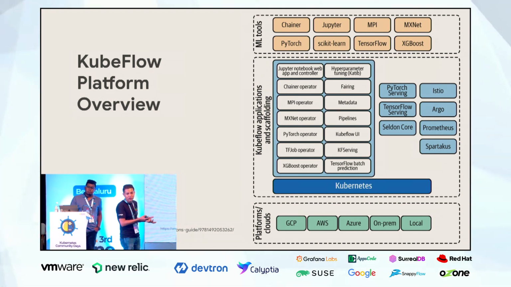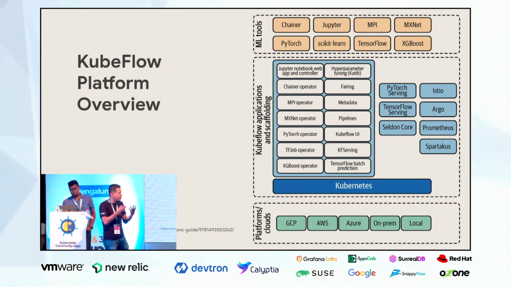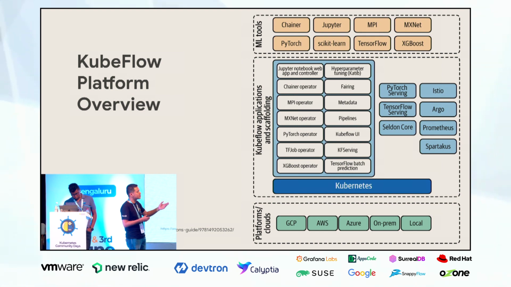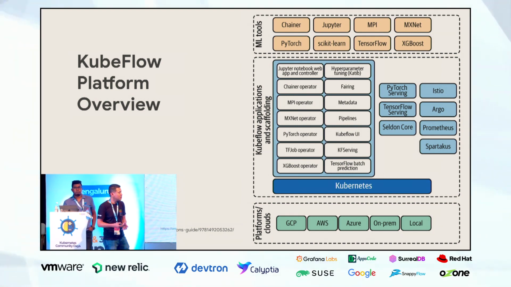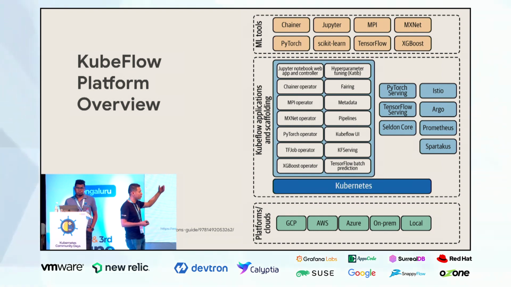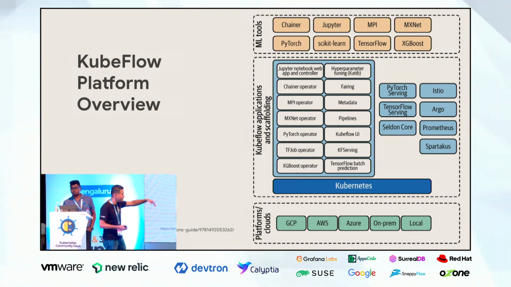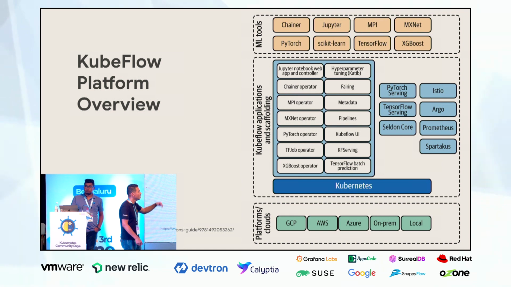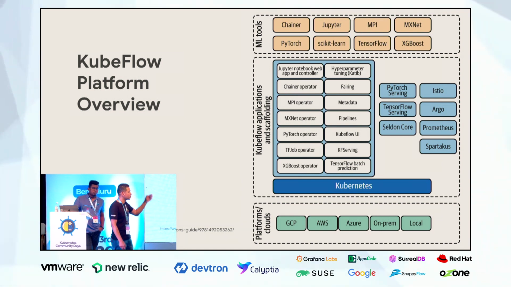You have Argo workflows to orchestrate and do continuous integration of these pipelines. You have Prometheus to do the logging and monitoring of all of these components. And there are many for serving. You have KF Serving, which is KServe now. You have PyTorch, you can use Seldon, etc.